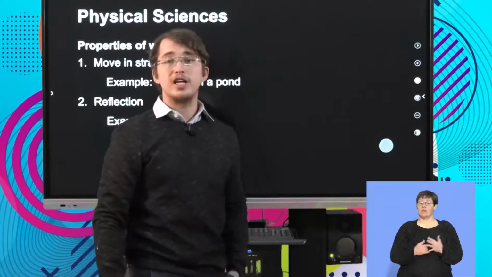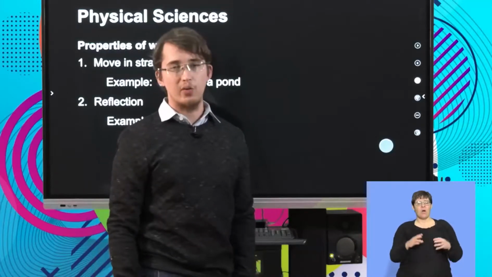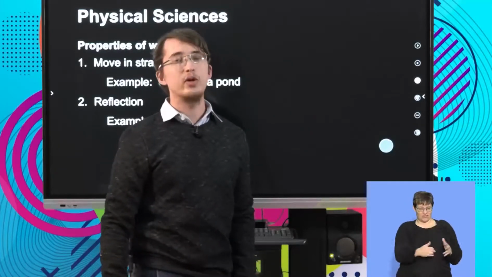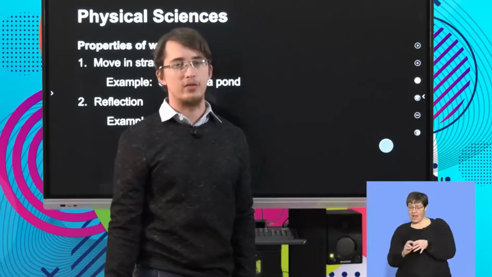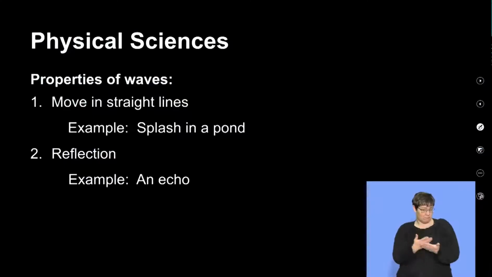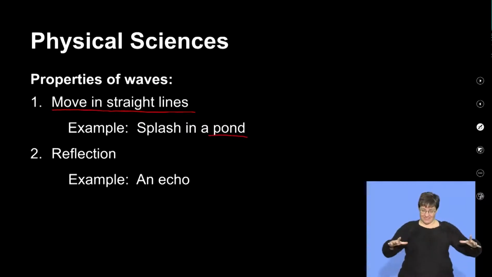Now we need to take a look at some of the properties of waves we've already looked at and see if we can relate them to electromagnetic radiation. We already know that waves always move in straight lines. To picture this, think again of splashes or ripples in a pond. When you create a disturbance in the medium, the waves from that disturbance travel outwards in straight lines.